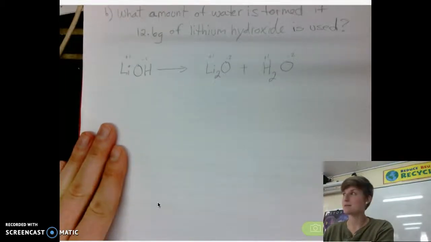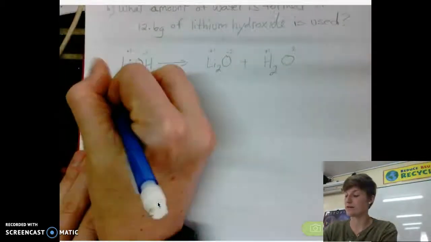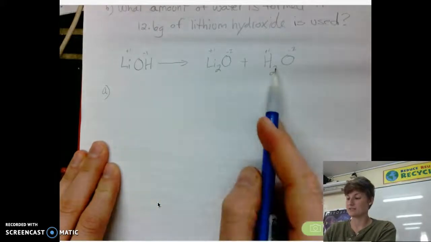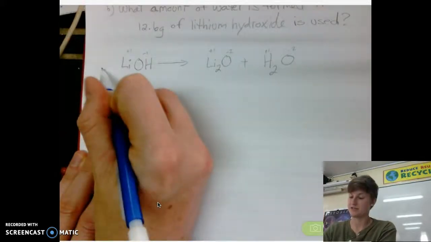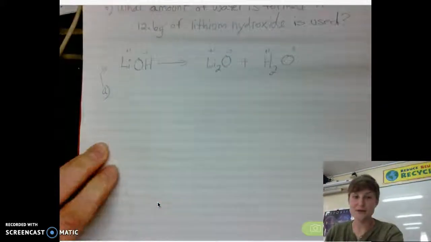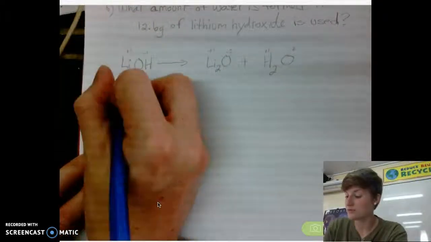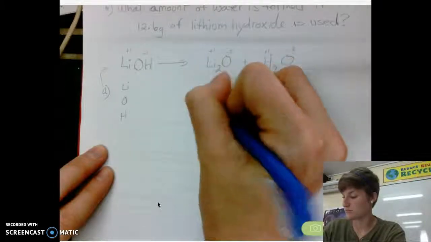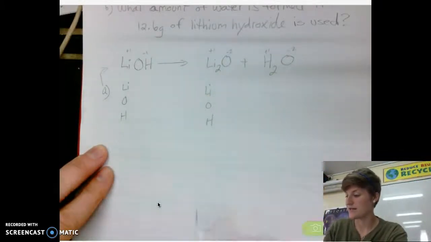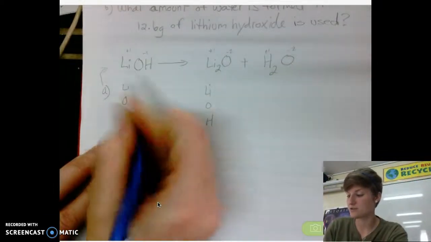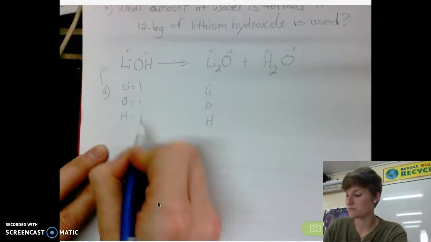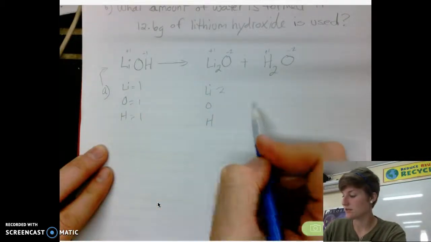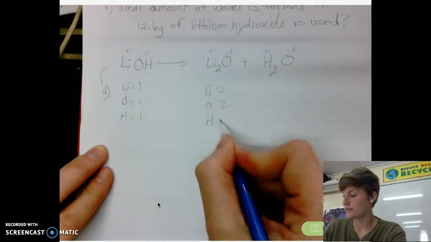So writing a balanced equation. So for A, we've got to balance this. And we can actually just put that A right there. So let's write down your elements on both sides and count the atoms. So I have 1, 1, 1. Here I have 2, I have 2, and I have 2.